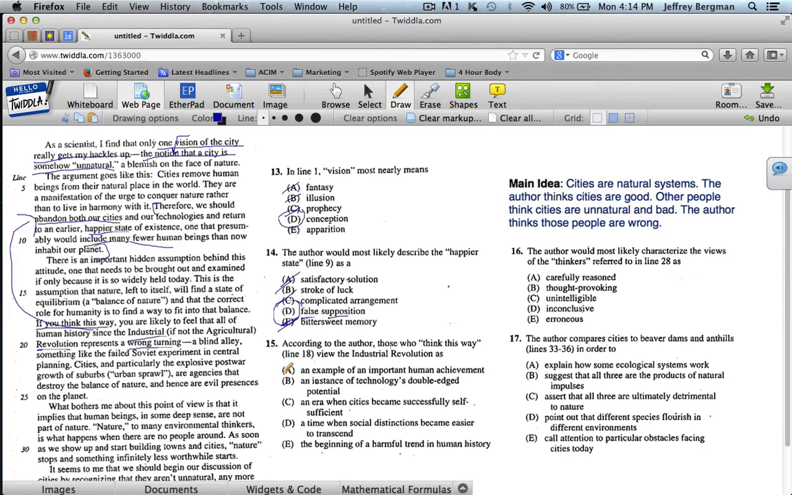So is it an important human achievement? No. An instance of technology's double-edged potential? Well, maybe. We'll leave it in. An era when cities became successfully self-sufficient? No. A time when social distinctions became easier to transcend? No. The beginning of a harmful trend in human history. Which one's better, B or E? E is. It's much more in line and keeping with the main idea of the passage, which is that some people think that cities are unnatural and bad, but the author thinks those people are wrong.